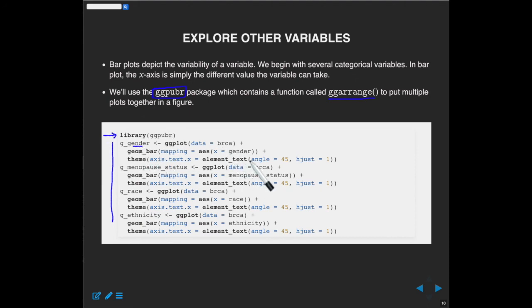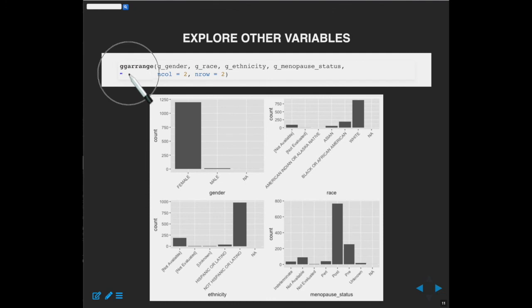So my x-axis is gender, then menopause status, race, and ethnicity. Okay, so it's 4 different bar plots, and now I can combine them using this ggarrange function, where I just pass in the 4 different bar plots, and I say, okay, I want 2 columns and 2 rows, and I get back this nice figure here that looks like this.